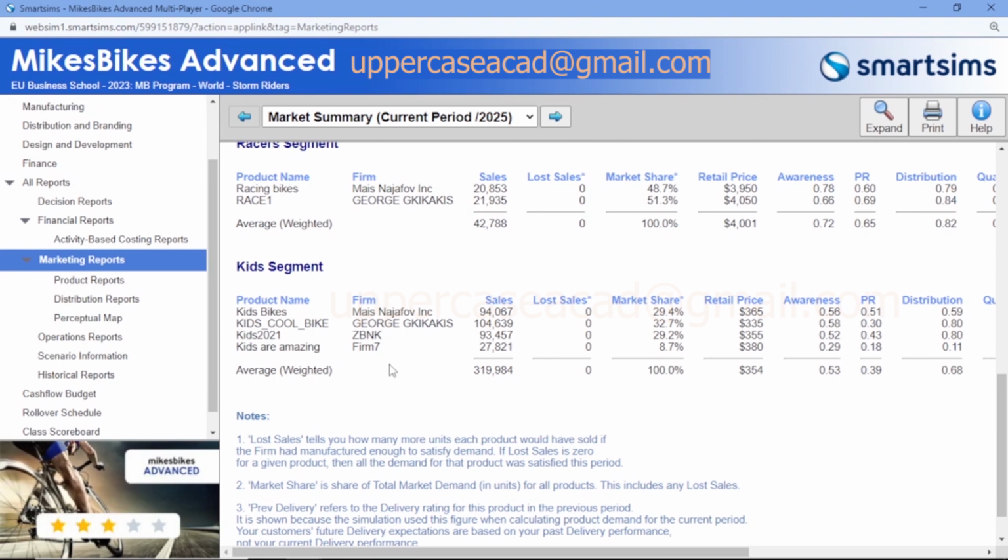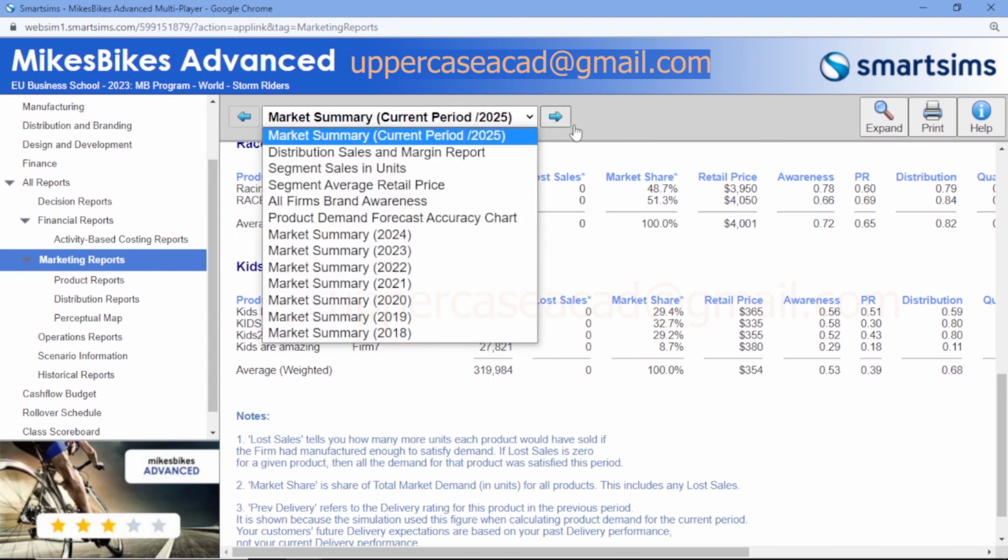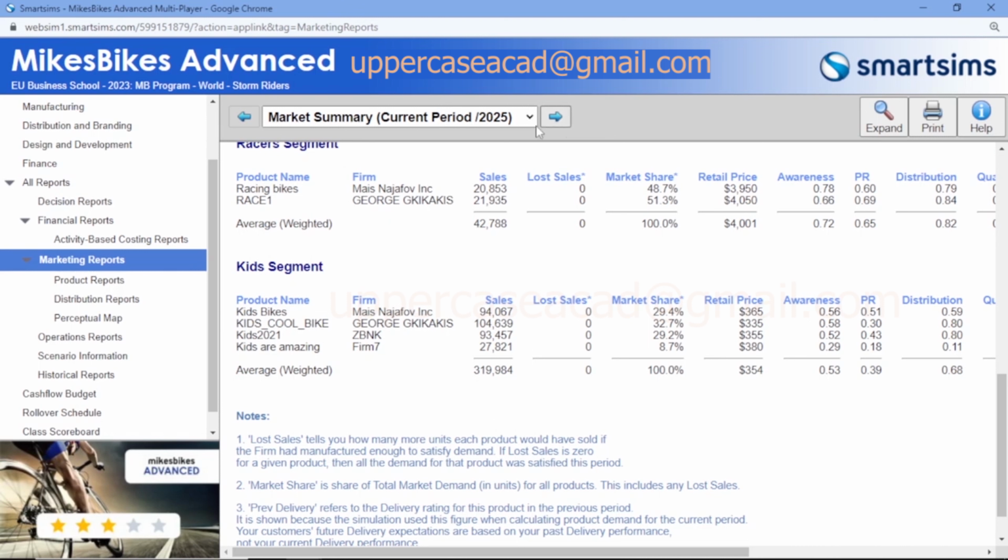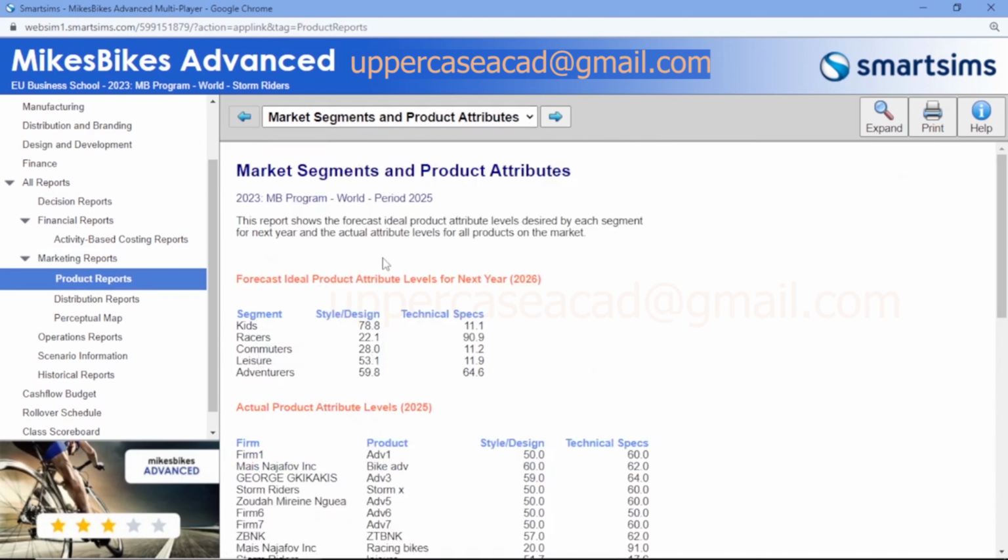Then apart from the marketing report, the next one that we'll look at is the marketing segment and the product attributes. Under the marketing segment and attributes, you only come here if you want to check if you need to introduce a new product. So let's say I have a new product that I want to see how I can make it ideal.